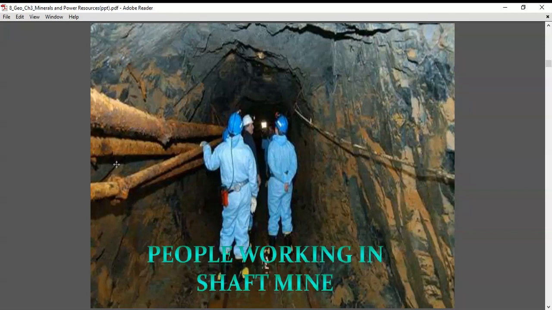So shaft mining is a slightly dangerous process, because many times we have heard stories of these mines collapsing if proper supports are not given, and people get stuck inside these mines. But this kind of mining process is normally used for removing coal and also for gold and diamonds.